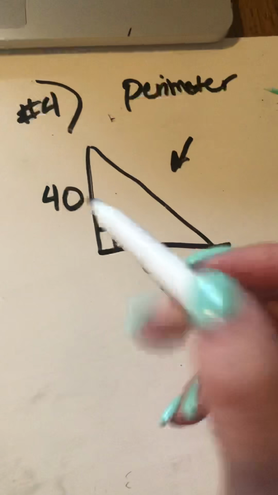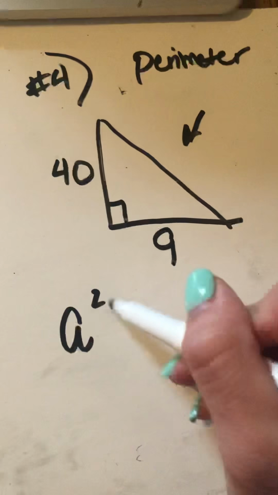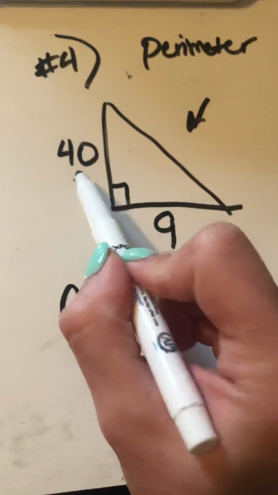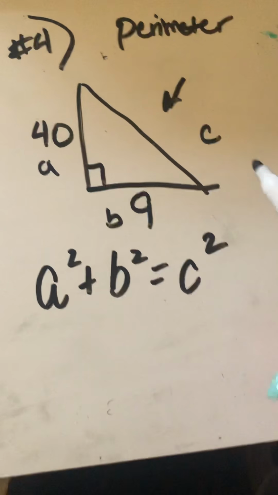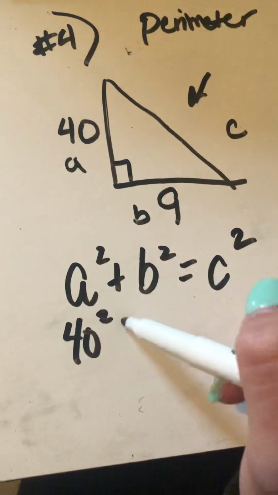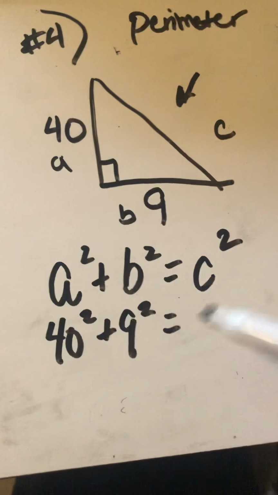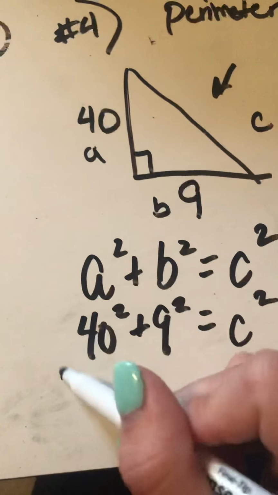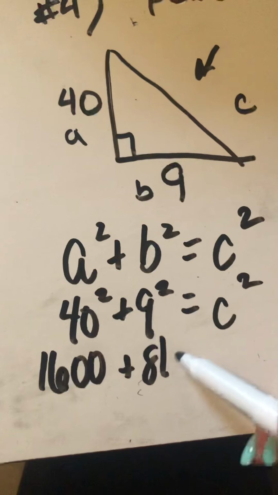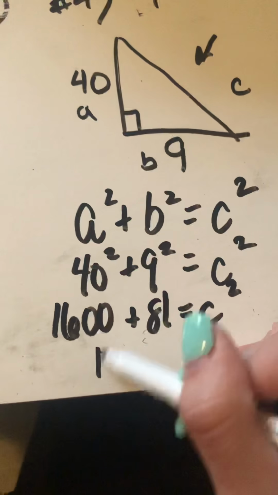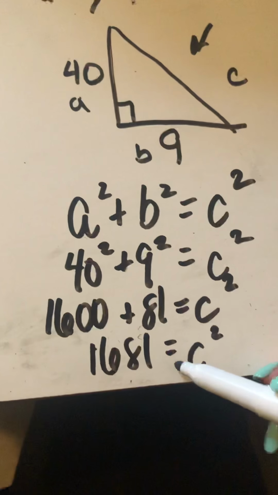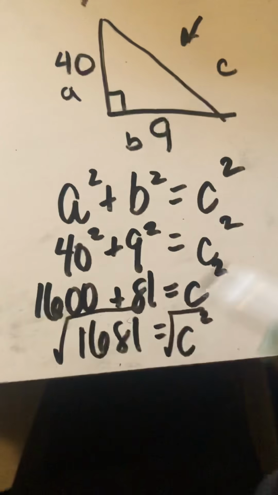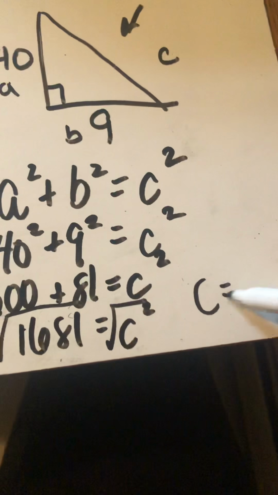And whenever you have a right triangle, when you want to find the side lengths, you're doing this Pythagorean theorem. Remember, these are the legs. So this is A, this is B, and this is C. So A is 40 squared, B is 9 squared, and we don't know what C is, so we're going to leave it. 40 squared is 1600 plus 81 equals C squared. We get 1681 equals C squared. We take the square root. We didn't practice simplifying these big number radicals, so it's okay if you get a decimal.